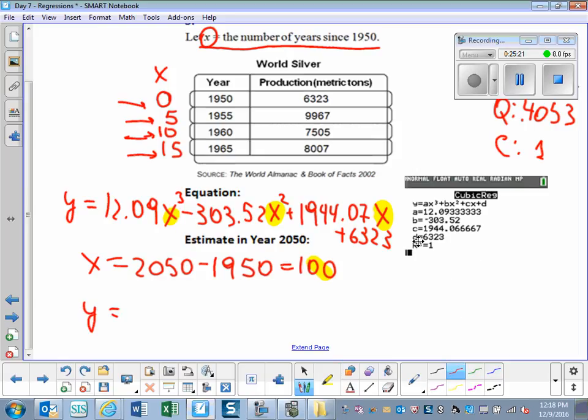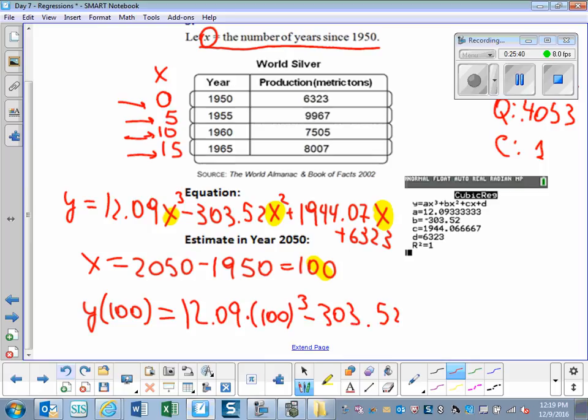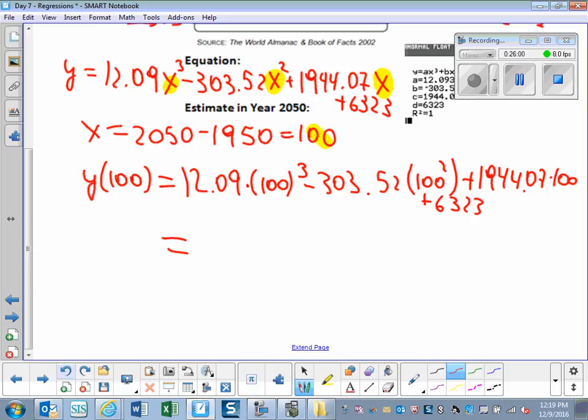Okay, so y of 100 equals, and then I need to substitute. So 12.09 times 100 to the power of 3 minus 303.52 times 100 to the power of 2, plus 1944.07 times 100, and then plus the constant term 63. So somebody enter this into calculator. What is your answer?